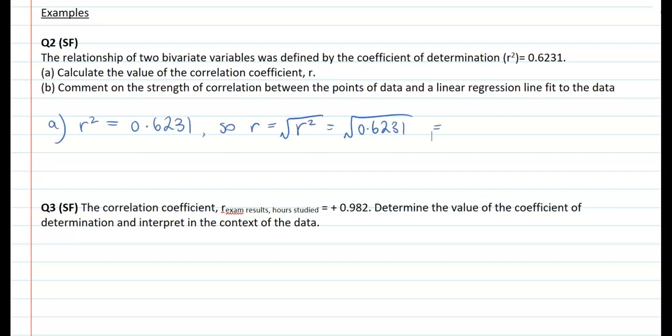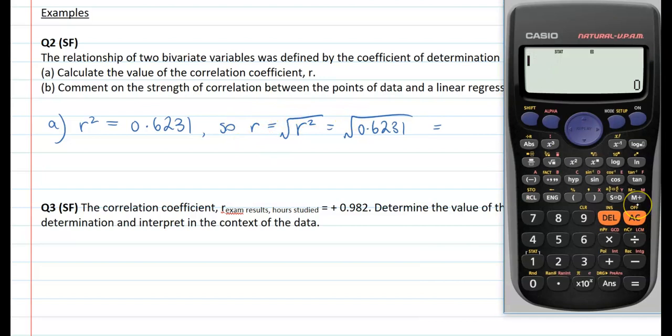As always, write down your facts. So our R-squared is 0.6231. And then to find the correlation coefficient, I'm just going to square root that. So if we input that, square root of 0.6231.